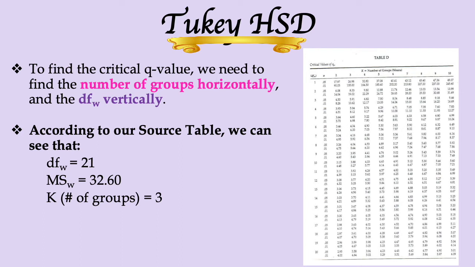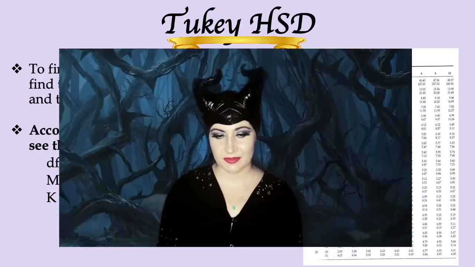As you will notice, in order to find that critical value, the Q chart asks us to identify the degrees of freedom within and the mean squared within value. We will also need to know what K is. K represents the number of groups. Once again, this number is 3 because we have 3 different levels of hypnotic susceptibility.